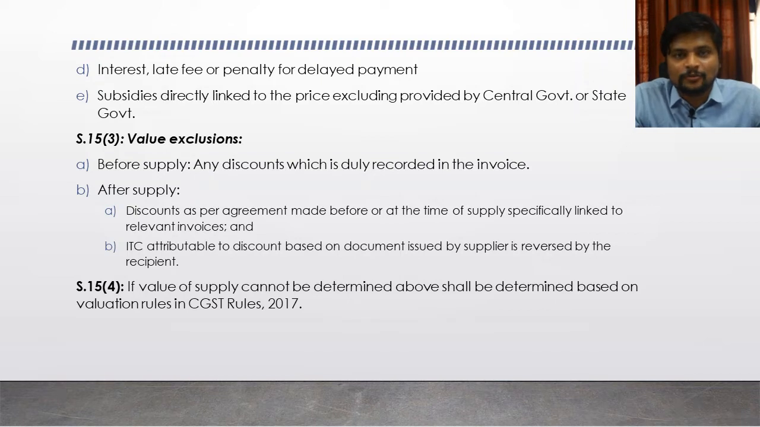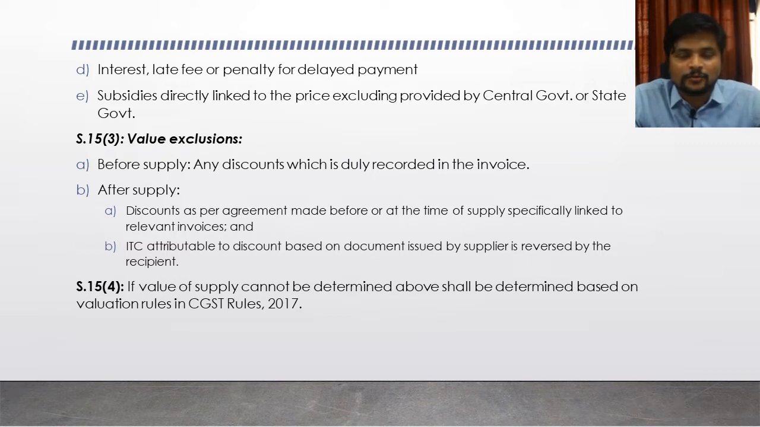So this inclusion has one exclusion. That exclusion is that if the particular subsidy which is to be included, which is directly linked with the price, is provided by the central government or any state government, that will not be included in the valuation. Clear?